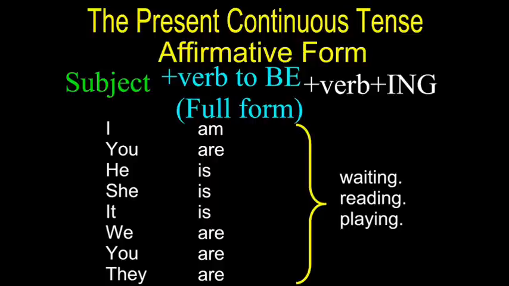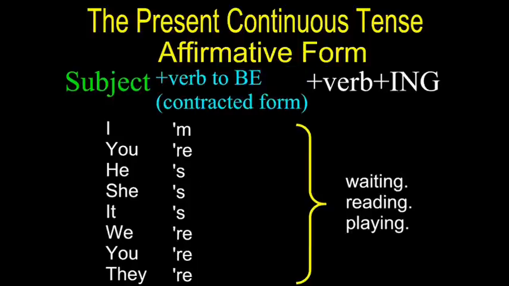We are now going to study the affirmative form of the present continuous tense. It is formed with the subject plus the verb to be. In this case, we'll be seeing the full form plus the verb with the ing. I will read 3 examples. I am waiting. We are reading. They are playing.